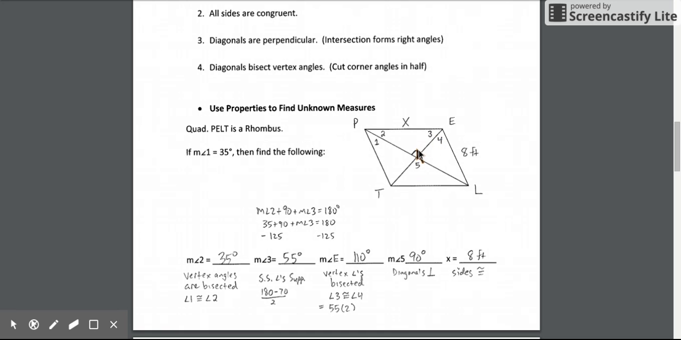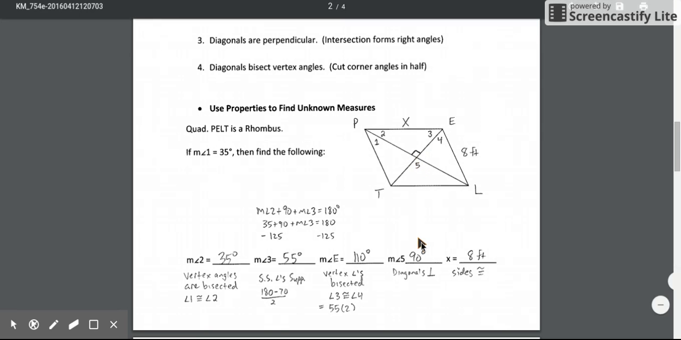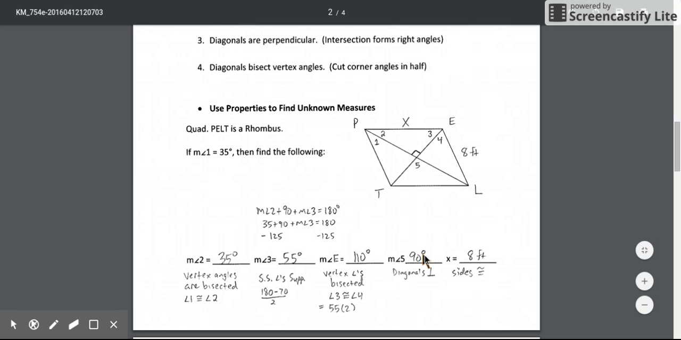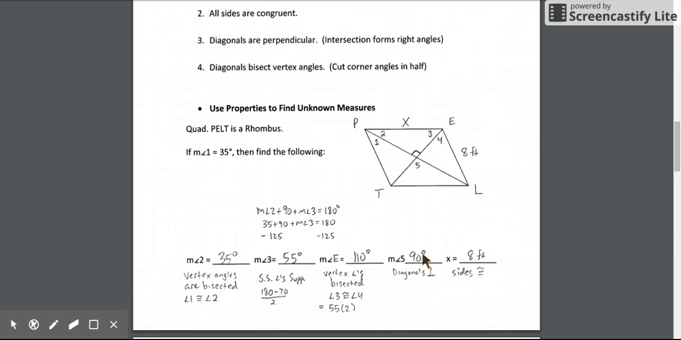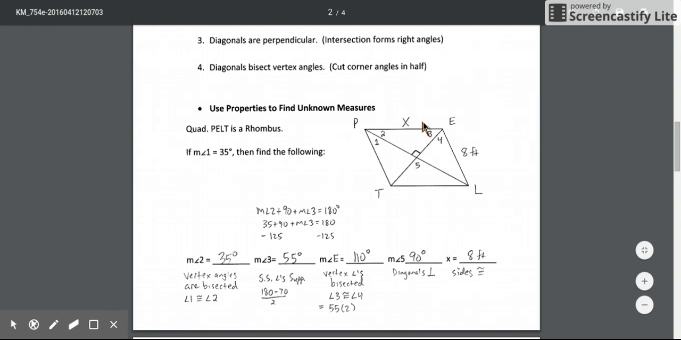Angle 5 is just vertical from that right angle. Vertical angles are congruent. All of these angles in the center here are 90 degrees, so angle 5 is 90 degrees. And the side length, represented by x here: all the side lengths in a rhombus are equal, so all of these outside lengths are 8 feet. So x must be 8.